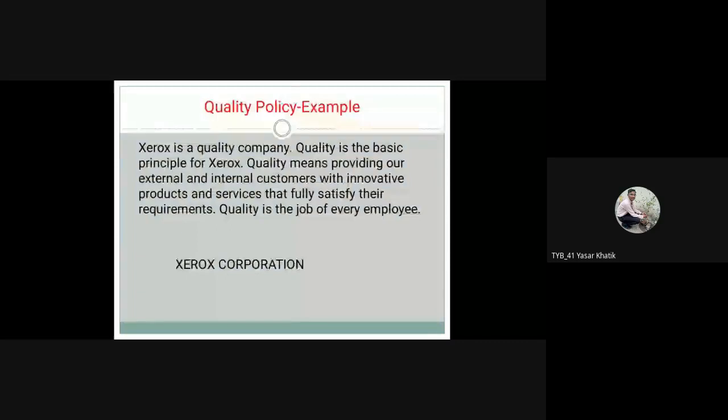And quality is the job of every employee. Whoever is working in that organization, each and every employee has some responsibility regarding quality. So this is one of the examples regarding the Xerox company.